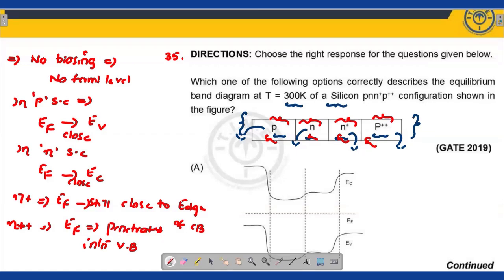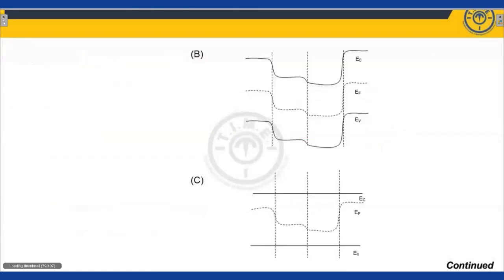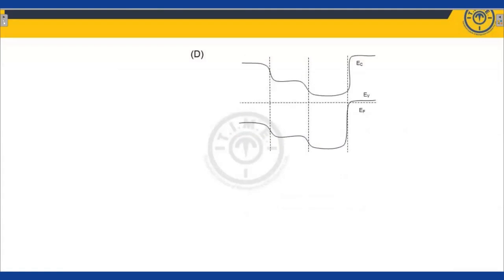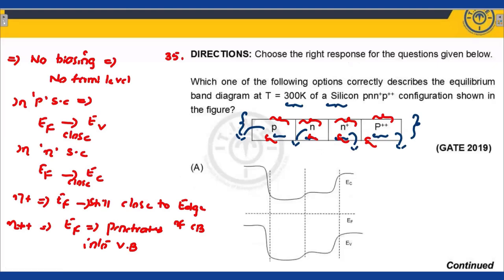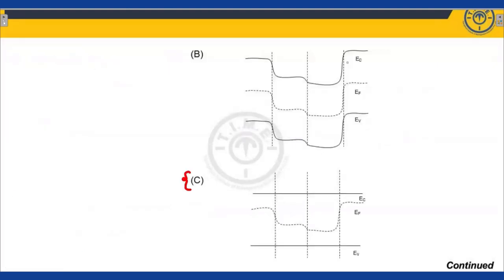He has given the four options here: option A, option B, option C, and option D. Over here, the correct option, if you are seeing, is option C. Why? Very important, my dear friends: if I take the conduction band and valence band, I told you that in P-type semiconductor, Fermi level is close to the valence band.